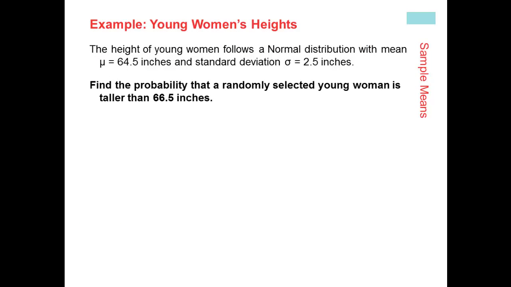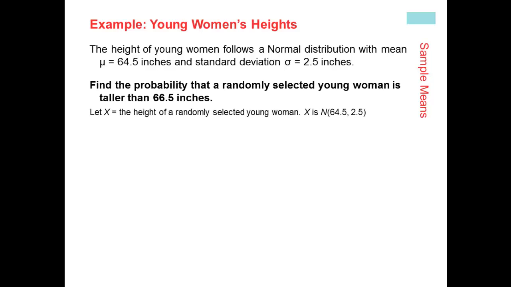So let's take a look at an example. The heights of young women follow a normal distribution with a mean of 64.5 and a standard deviation of 2.5. This is my population distribution. I want to find the probability that a randomly selected young woman is taller than 66.5.